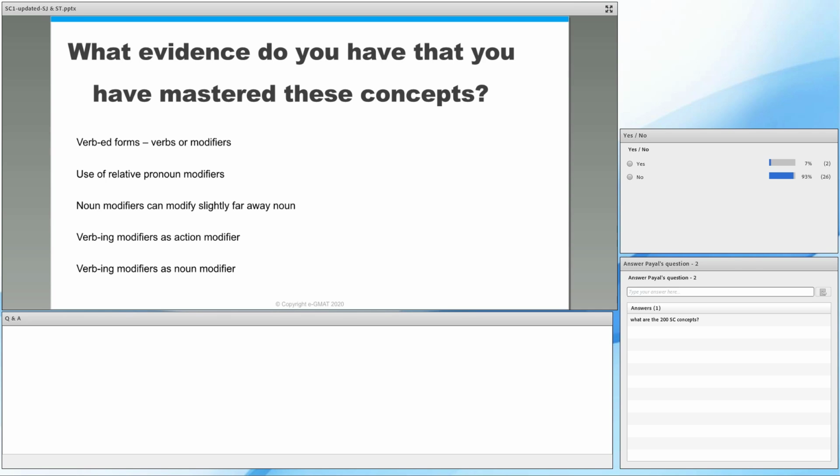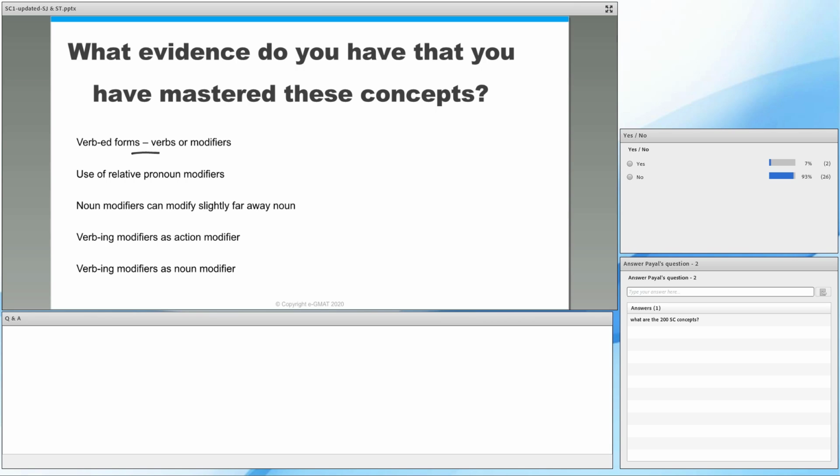So someone has had a question, what are the 200 SE concepts? What you need to answer are the questions that you are really looking to answer. Some examples of questions that you will be answering are: when do verb ed forms act as verbs versus modifiers? Or essentially, how can you understand the usage of relative pronoun modifiers in a sentence, and the segmentation impact of it?